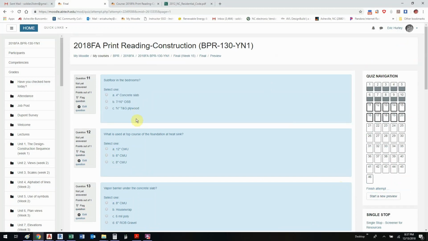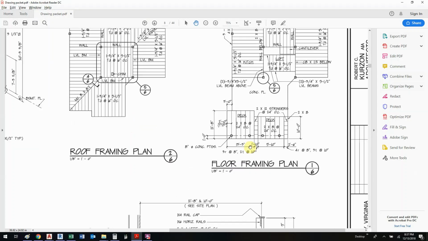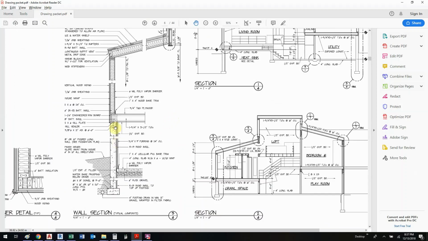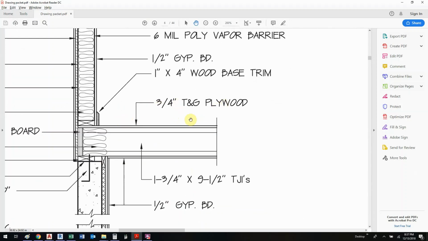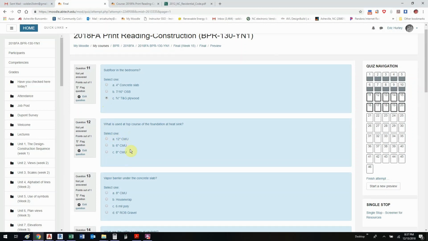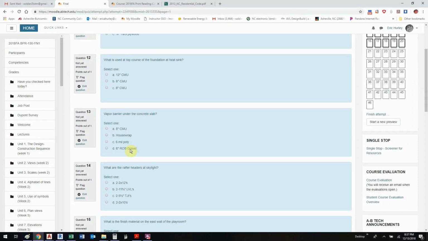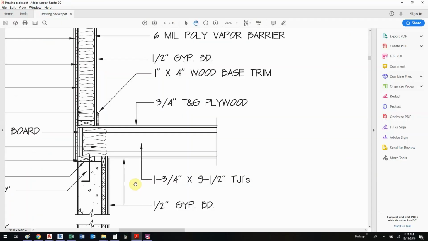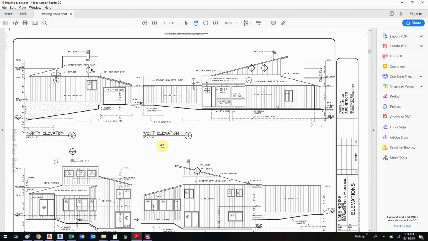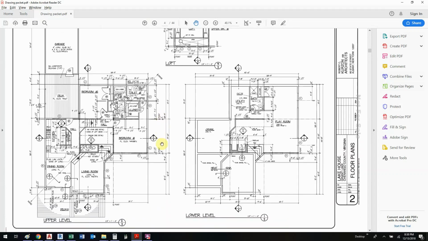Subfloor in the bathrooms. So we go back over to the typical section, and we're going to see that we have 3/4 inch tongue and groove plywood. That is throughout the house. Nothing changes there when you see typical. All right, so it's going to be 3/4 tongue and groove plywood. What is used at the top course of the foundation at the heat sink? This one was a little hard to find. I think some of you guys had some problems with that, and I hope that I helped you out on the little video beforehand.